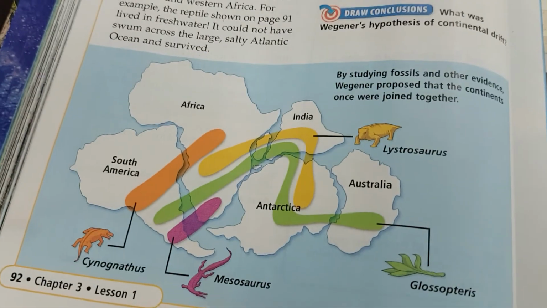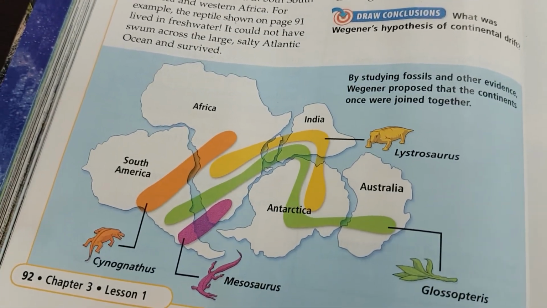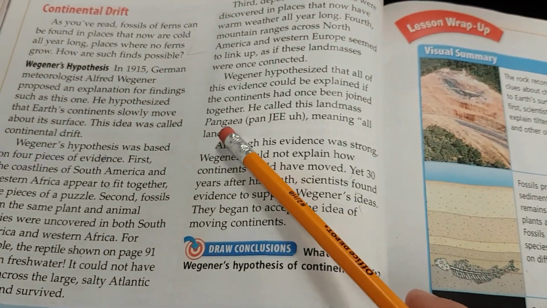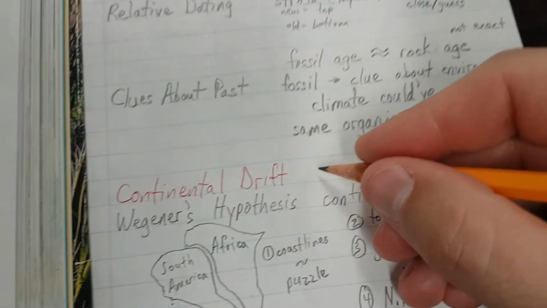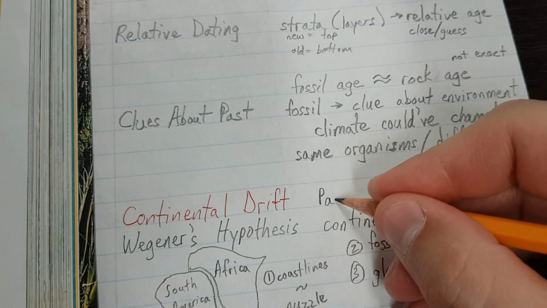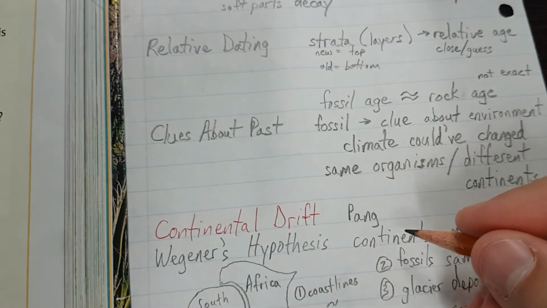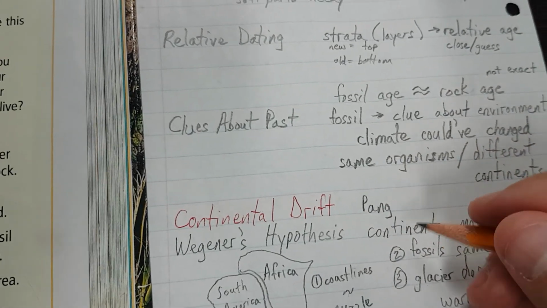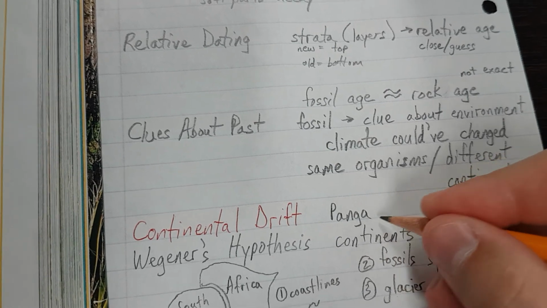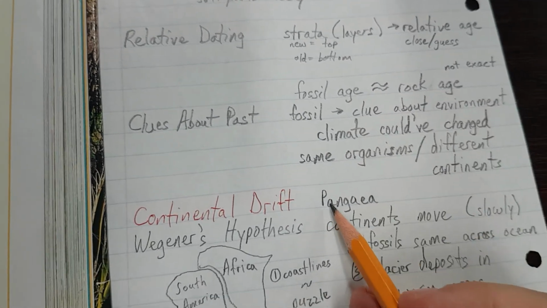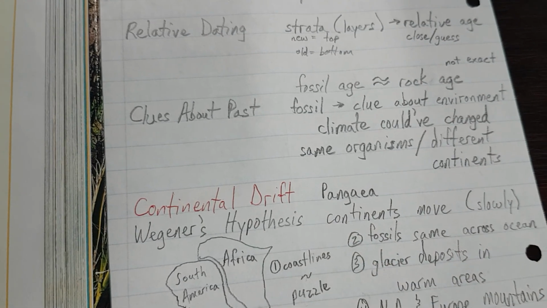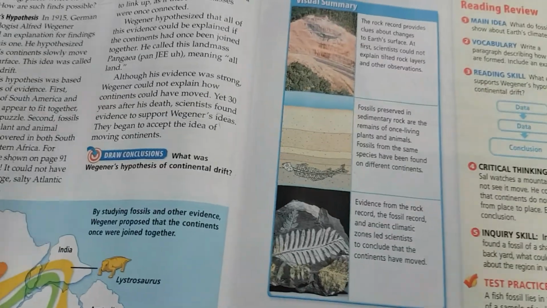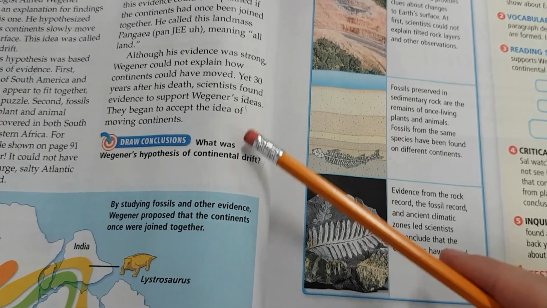And that is what Pangaea looks like. So we need that word, Pangaea. Okay, let's go ahead and put that right up here. Capital P-A-N-G, and then they spell it a little different, A-E-A. Capital P-A-N-G-A-E-A, Pangaea. All right, let's see if we can answer this question.